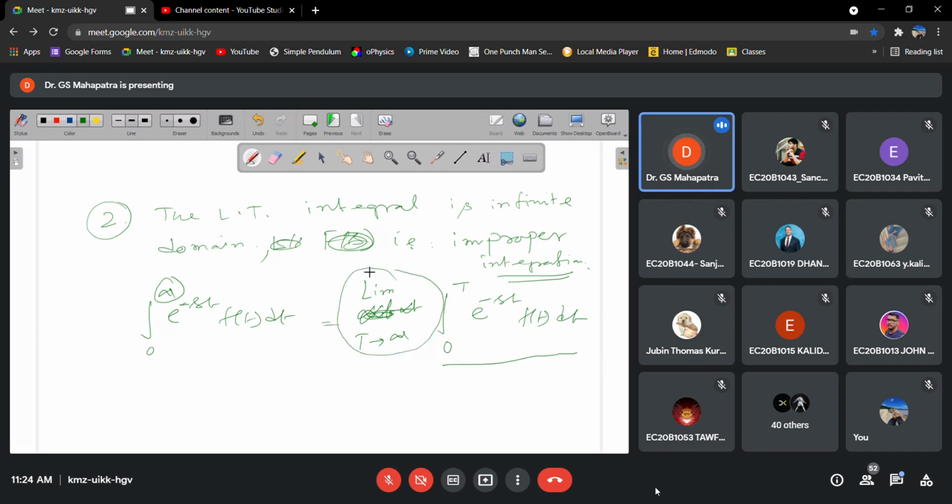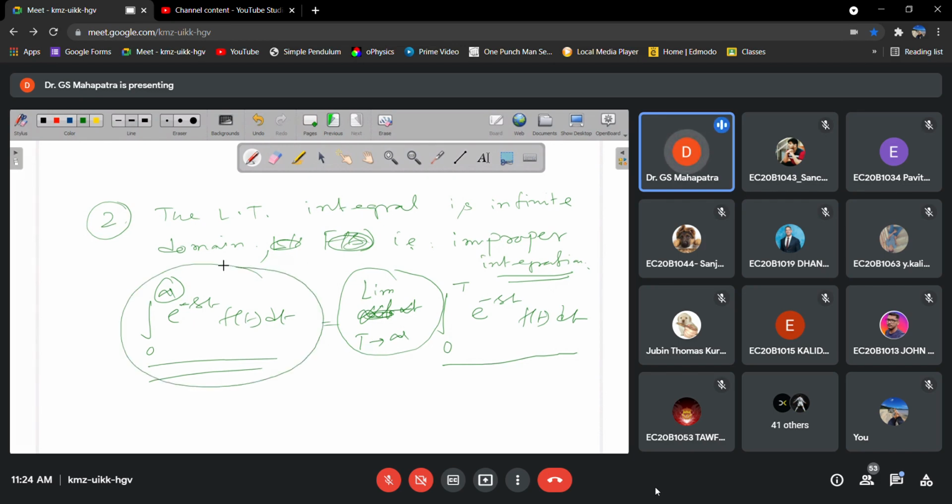In that way, you can consider this integration, and you can easily identify whether the limit exists or not. Sorry, whether the integration exists or not, and then you can find the Laplace transformation of this one. So now the upper limit problem is solved. In that way you can easily find this improper integration.